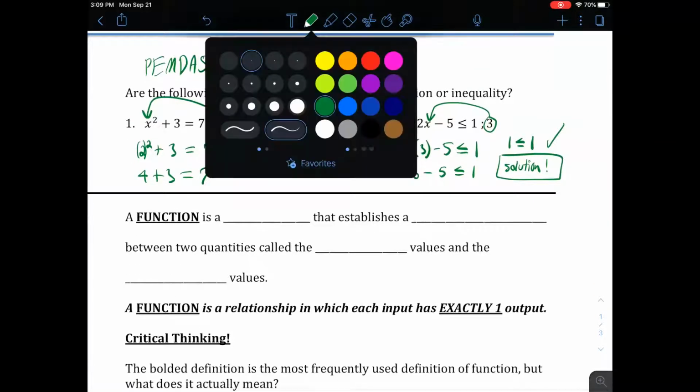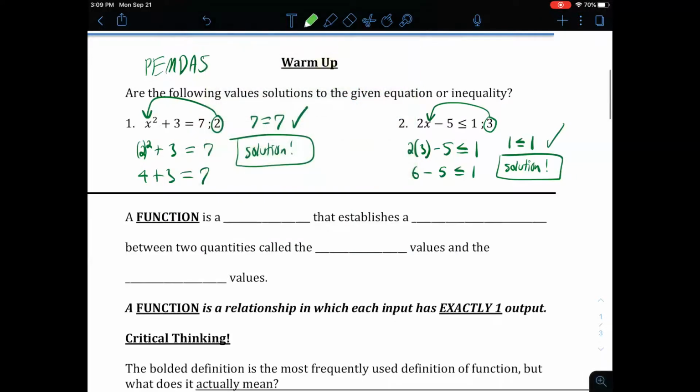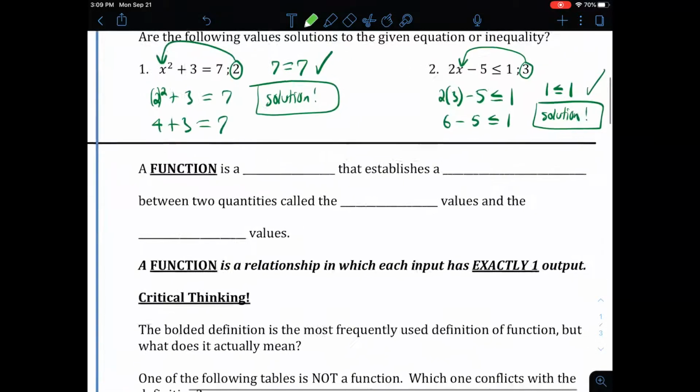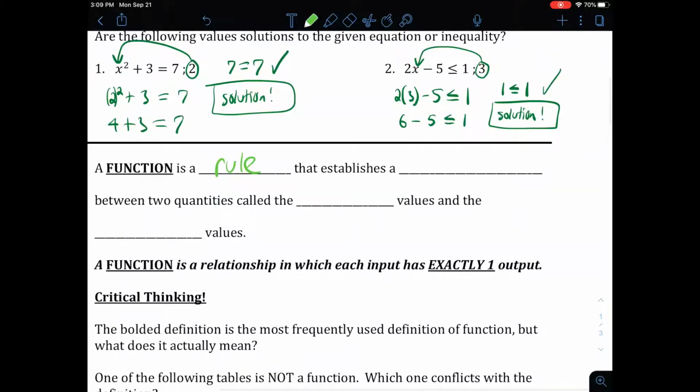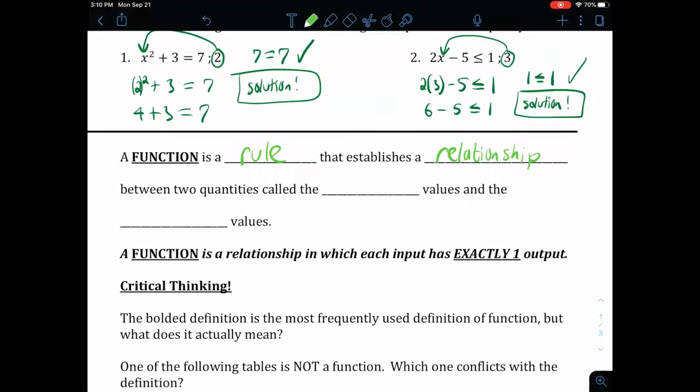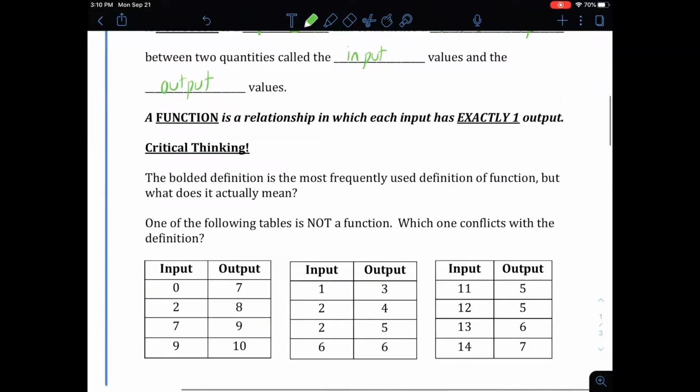All right. Talking about functions today. You guys heard the word function before? A function is a rule. It's a what? A rule that establishes a relationship. A what? A relationship. Remember, when I say a what, you repeat the word after me. It's a good way to stay engaged with this stuff. A relationship between two quantities called the input values, the what? And the output values, the what? Input and output values. Okay.